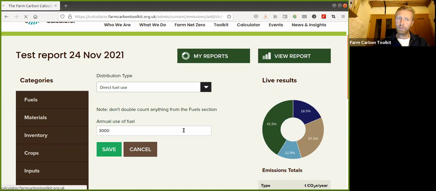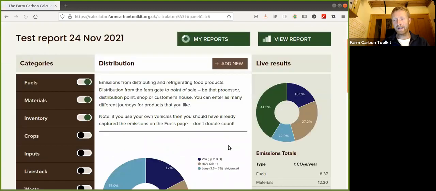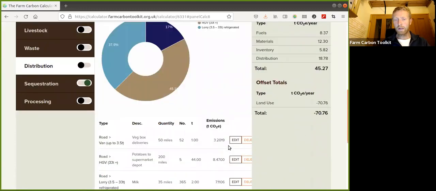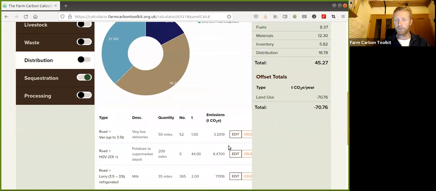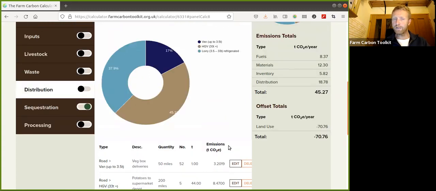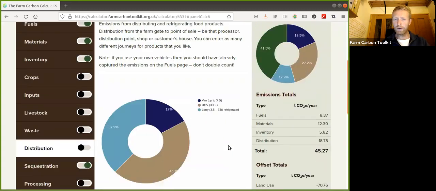One very important point to note in this section is that you don't double count. Okay, so if you've entered data here, let's go back to the main section. If you've entered data in here, don't also put it in the fuel section. Okay, it's very, very important not to double count, but it's also really handy to separate it out, because if you put in, for example, the diesel you've used in a van for delivery in the fuel section, it won't be clear where that fuel is being used.